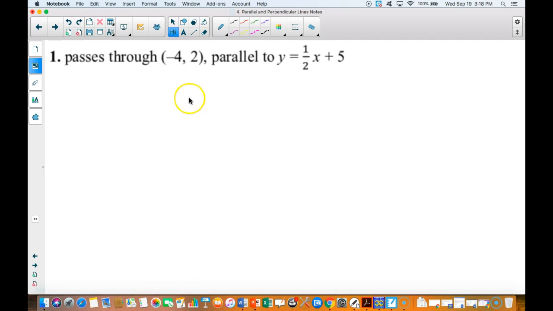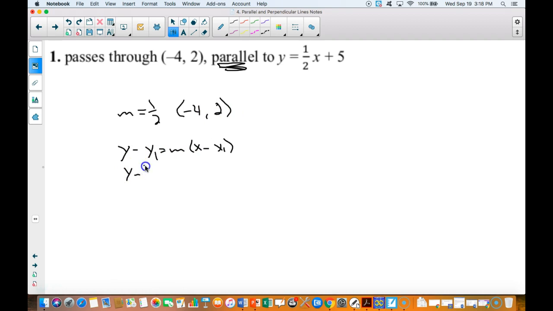All right, let's go through these real quick here. You should have already paused the video and tried these on your own. So here I want a line parallel. Parallel means same slope, so the slope of this line is 1/2, meaning the slope of my new line will also be 1/2. And I want it to go through the point negative 4, 2. So y minus y1 equals m times x minus x1. Plugging in my y1, my m, and so here I'll have x minus negative 4, which is the same as x plus 4.